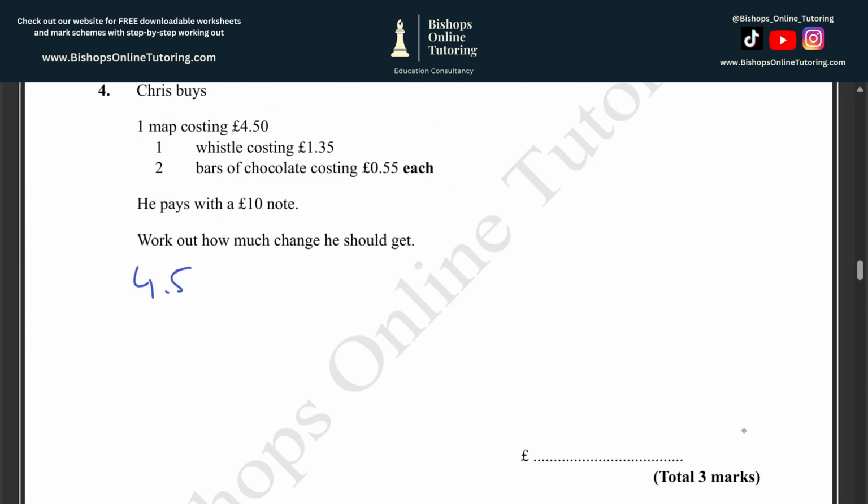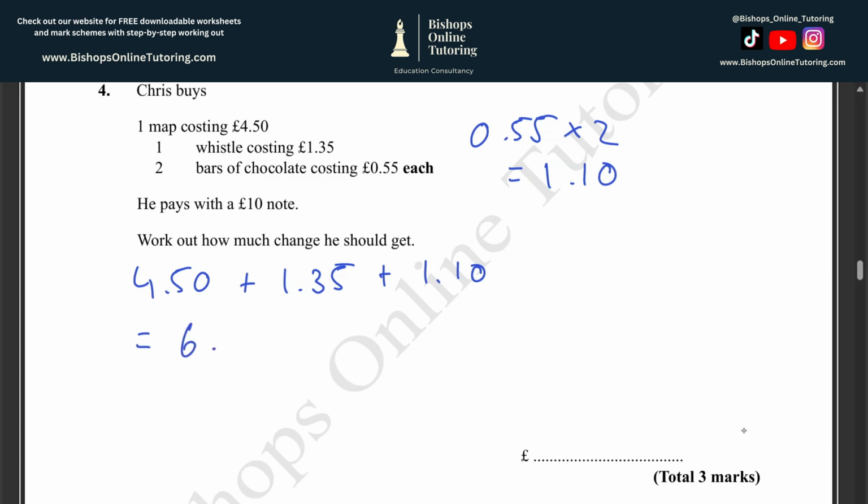So we've got £4.50 from the map, plus £1.35 from the whistle, and then 2 bars of chocolate costing 55p each. We just basically do 55 times 2, which gives us £1.10. So now we just add £1.10 to this calculation. So now £4.50 plus £1.35 plus £1.10 is going to equal £6.95.